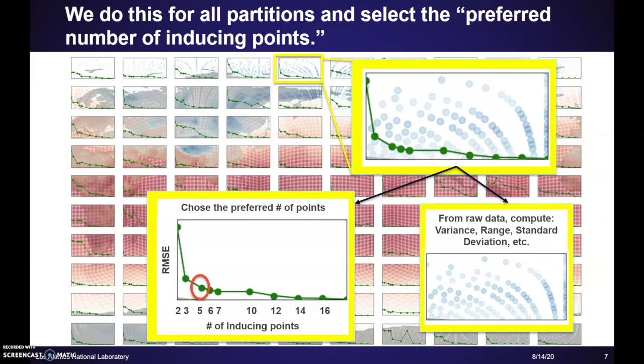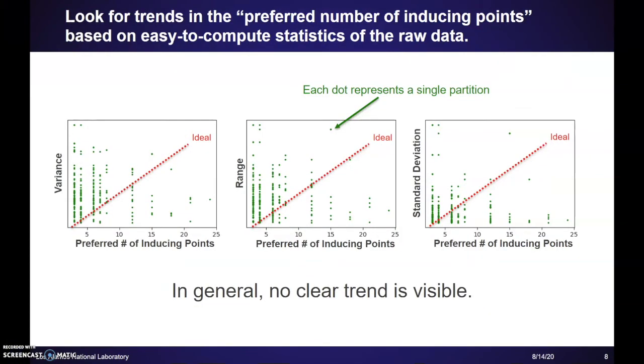The general school of thought is that if one partition's data is more complicated or more varied than another's, then we will need to use more inducing points for that partition. Therefore, we compute metrics like variance, range, and standard deviation of the original data. Then we look at every green RMSE curve and we choose a preferred number of inducing points that we feel strikes a balance between model complexity and predictive capability. Once we do this analysis for all partitions, we plot the information and look for trends.